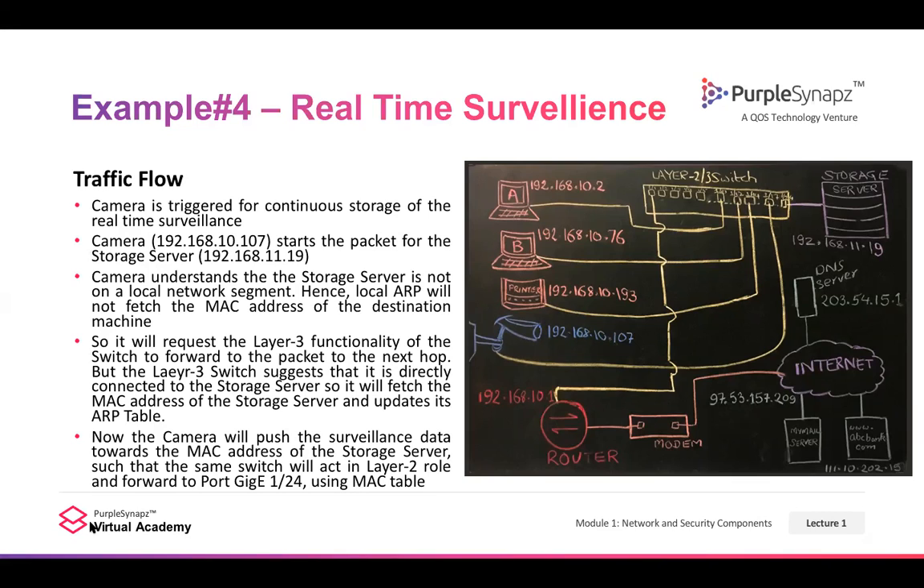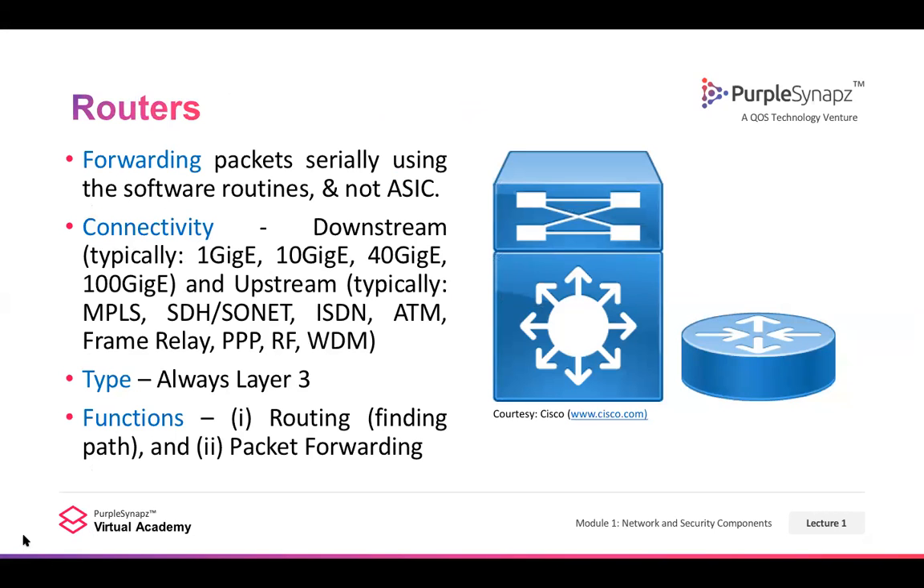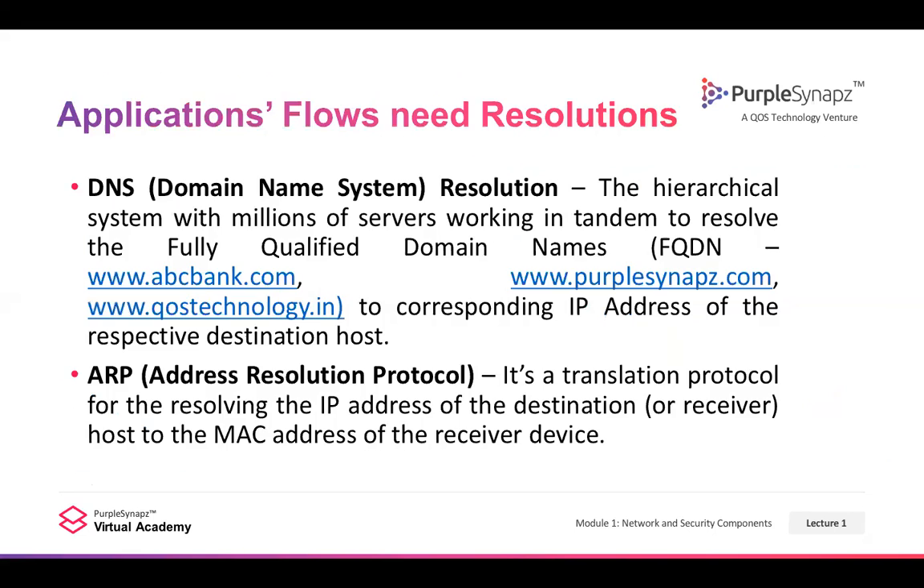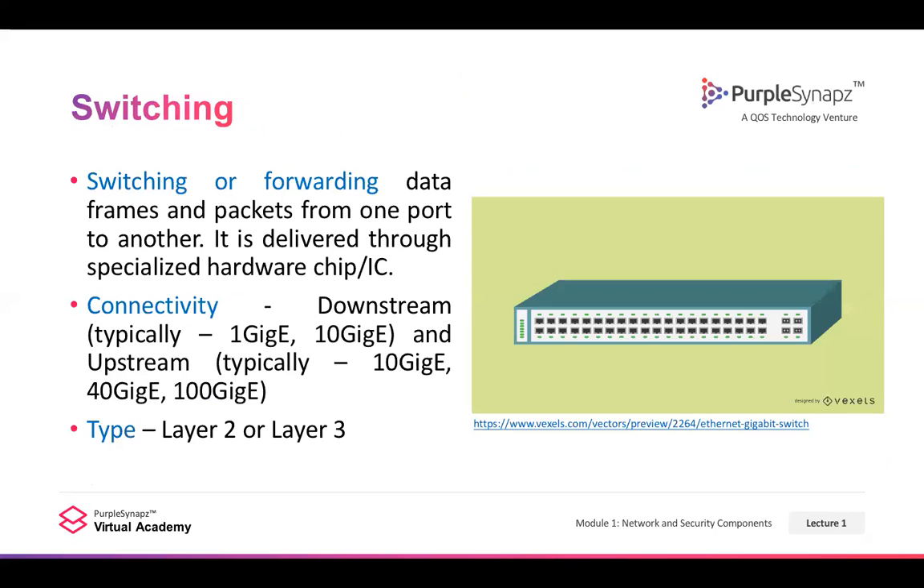Another important thing on the router and switch, which I would like you to write down: on the switch, you have seen this slide. Generally the downstream is 1/10 gigabit Ethernet. However, the upstream is again 10/40/100 gig. So these are the very limited options for the upstream which are available.